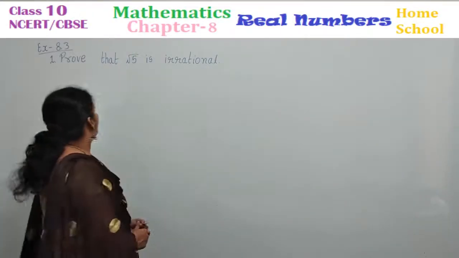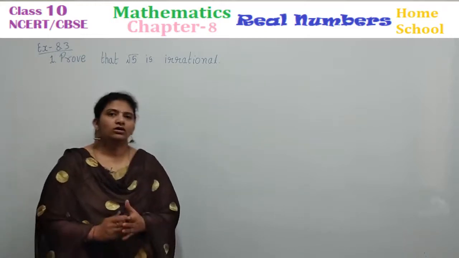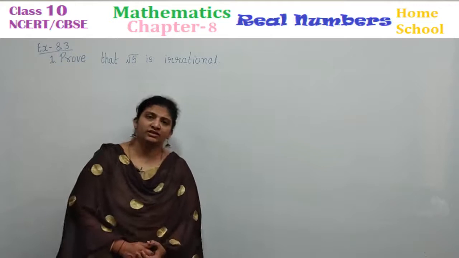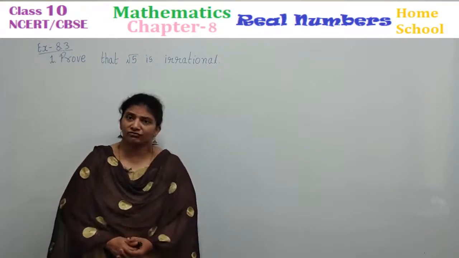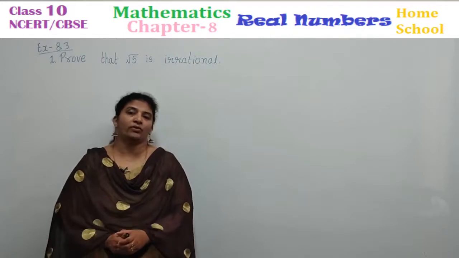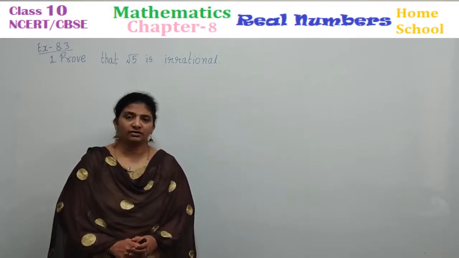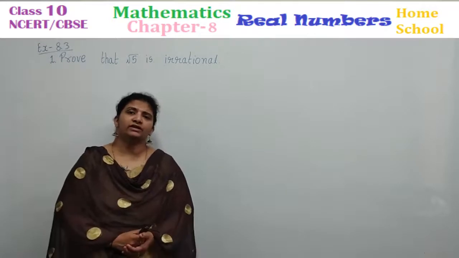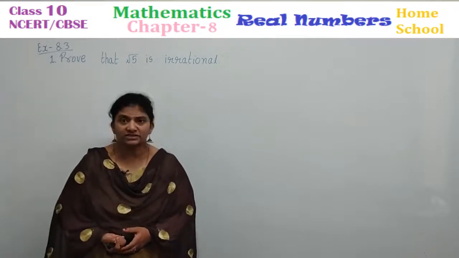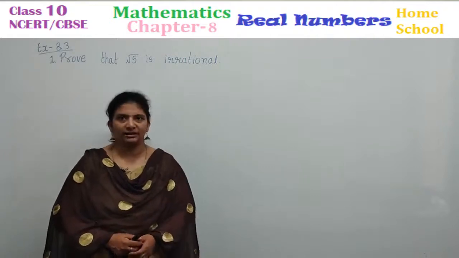Your first problem is: prove that root 5 is irrational. So, what is a rational number, children? The number which can be expressed in the form of P by Q, where P and Q are co-primes and Q cannot be equal to 0. We know this statement. But what is irrational? The numbers which cannot be expressed in the form of P by Q are called irrational numbers.